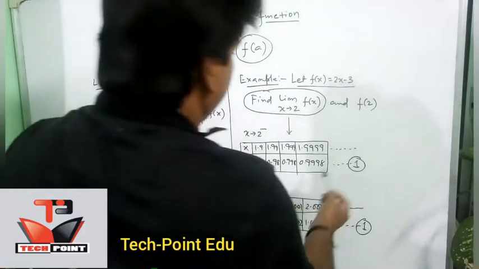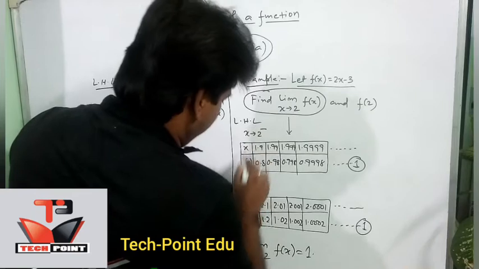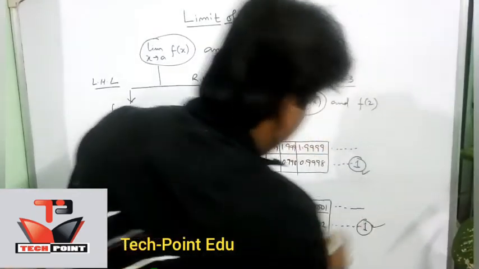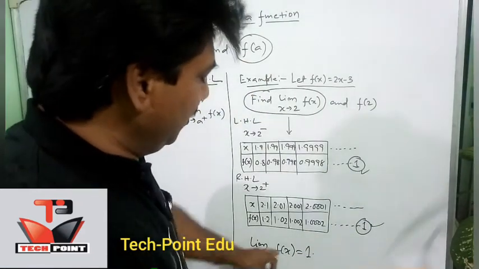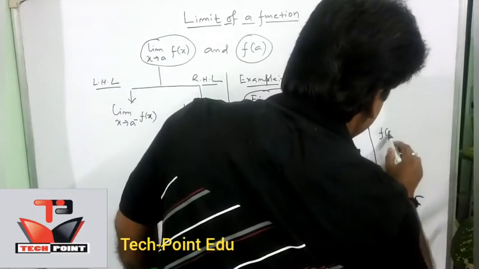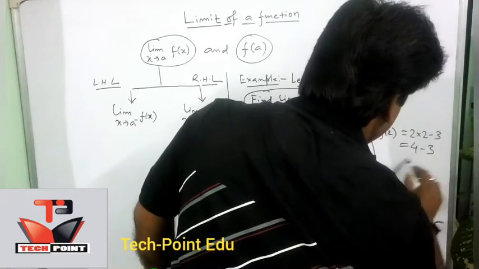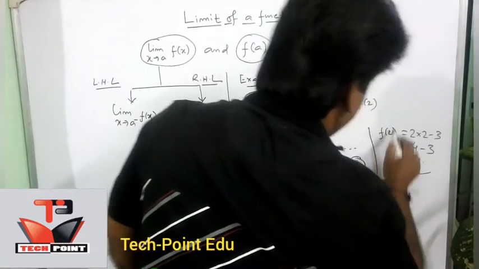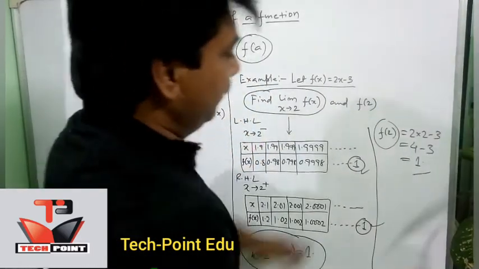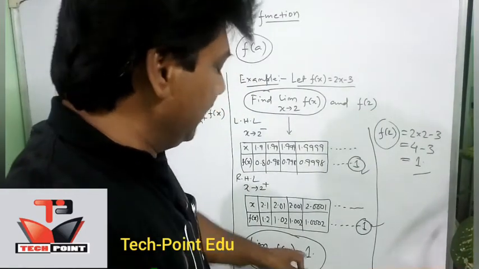In both cases, left hand limit and right hand limit, both the values are nearer to 1. That's why limit x tends to 2, f of x will be 1. And what happens to f of 2? f of 2 will be 2 into 2 minus 3. That means 4 minus 3, that will be 1. You check, f of 2 and this limit value will be the same. That means f of 2 is also giving me 1, and limit x tends to 2 f of x is also becoming 1.